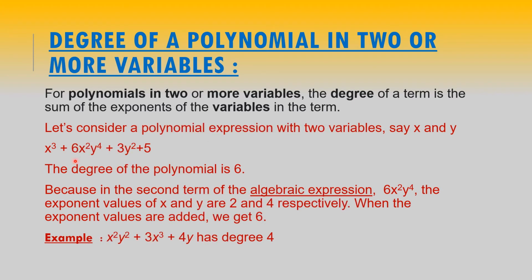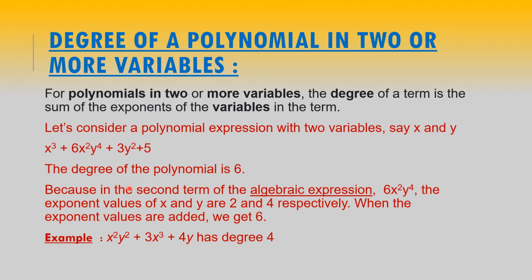Now consider this equation. x cubed plus 6x squared y to the power 4 plus 3y squared plus 5. Here it is not a polynomial in one variable, that is for sure, because we have x and y, both in one particular polynomial. So it is a polynomial in two variables, x and y. Here the degree of the polynomial is 6. How did I get the degree of the polynomial as 6?